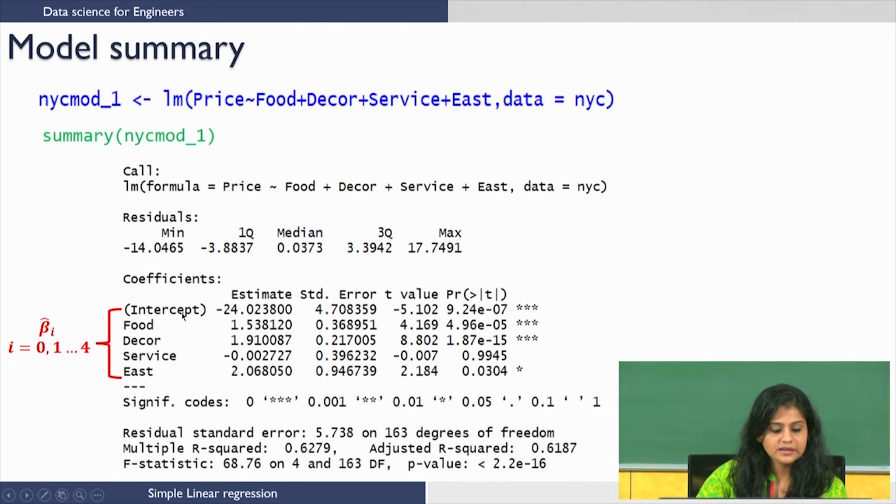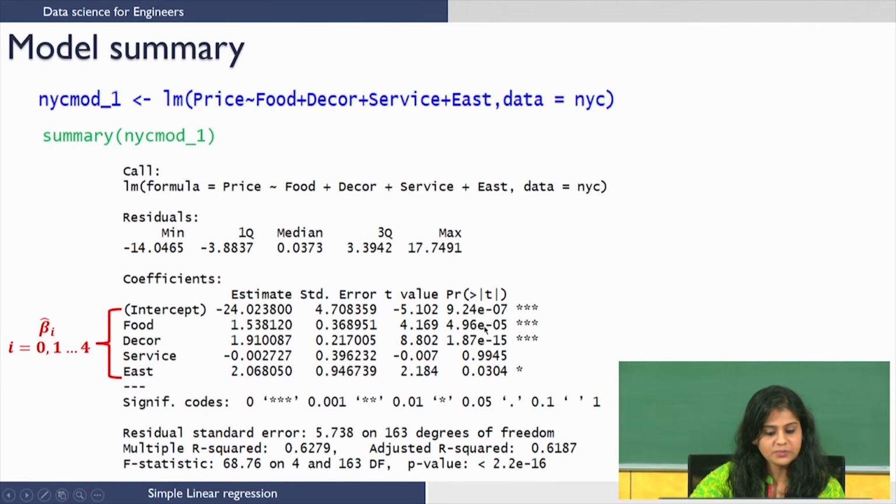Here we have intercept, food, decor, service and east, and these are the coefficients for these variables. For each of these coefficients I am given an estimate value, some variance associated with it, a t value which is the ratio of estimate by the standard error, and a probability value. If you look at the p value, the p value for intercept is very low compared to our significance level, which is 0.05. So, this tells you that intercept is one of the important terms that have to be included in the model.